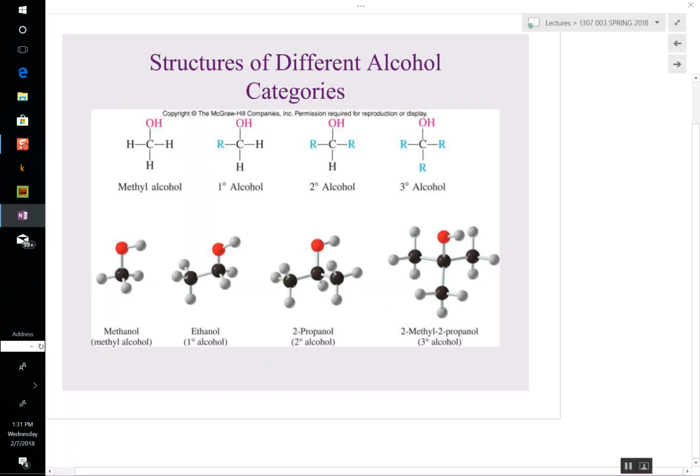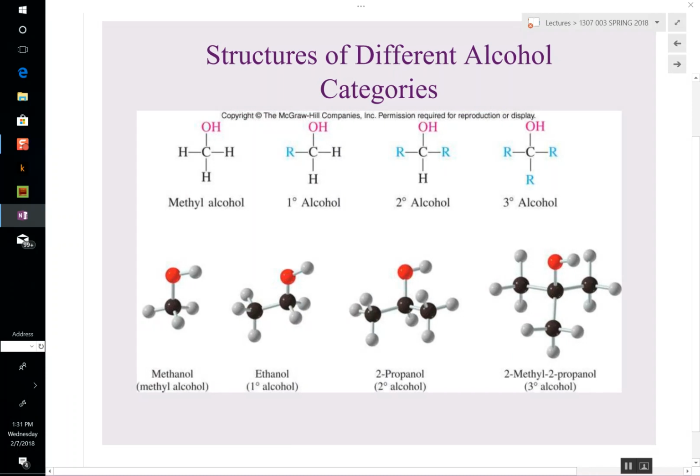So let's get this down. Here's some examples. First of all, methanol is not going to be classified. It's kind of unique. It has no carbons attached to that carbon.